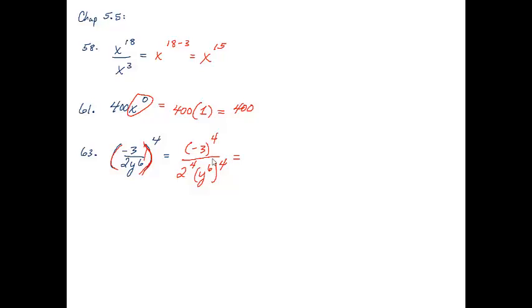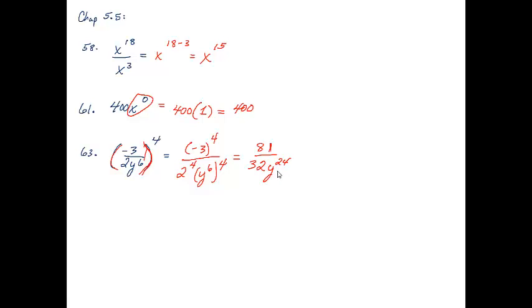Okay? And then we can use our calculator to do negative 3 to the 4th. I believe it is positive 81. Verify with your calculator if you agree with me. 2 to the 4th, again, we can use our calculators, and it comes out to be 32. And then y to the 6th, all to the 4th. So this takes you back to chapter 5.3, when you have a base raised to a power, raised to another power. The rule is that you multiply the powers. Keep the base and multiply the powers. So it becomes y to the 24th.